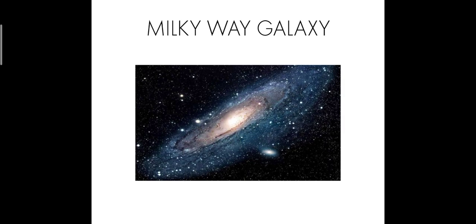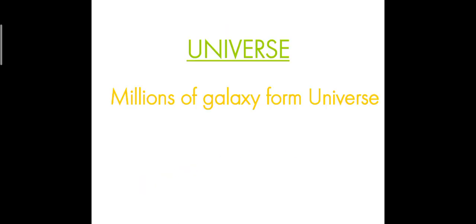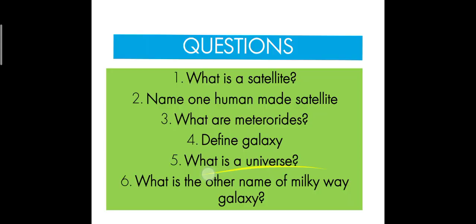So here it is, the Milky Way galaxy. See, children, millions of stars you can see here. A galaxy is a huge system of billions of stars and clouds of dust and gases. That means a group of billions of stars. Next is, children, the universe. Millions of galaxies form the universe. Just imagine, children, solar system, galaxy, and then the universe. So just imagine how big our universe is.